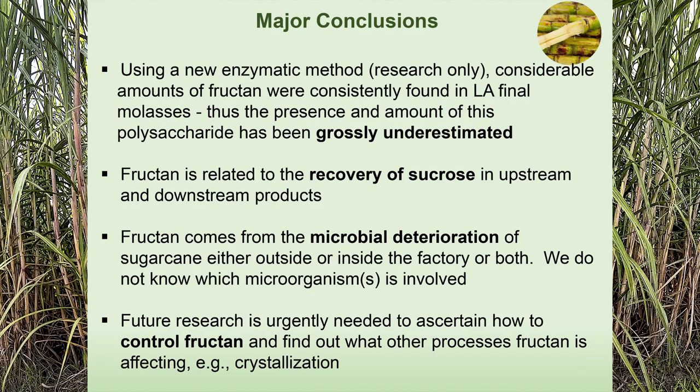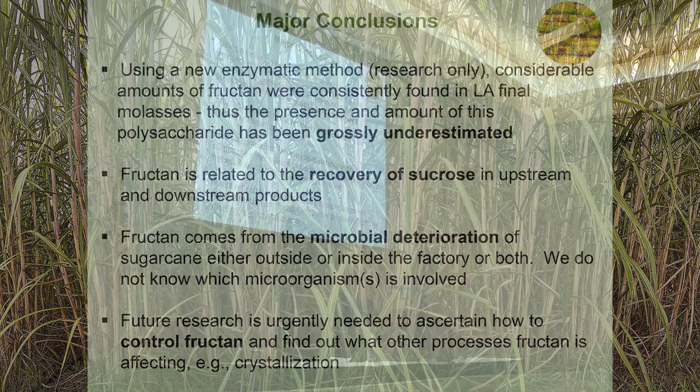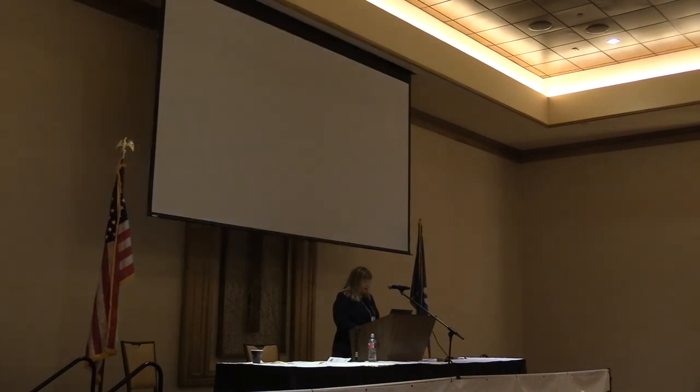Now, obviously, we need to do some research, how to control this, and find out what other processing parameters the fructan's causing. So I believe it is levorotatory. It has a negative pole. Dextran has a positive pole. How's it affecting crystallization? There may be many things out there that we just haven't realized. So obviously, we've still a lot of work to do, but I think it's been an important finding for us. So thank you, and I'm happy to answer any questions.